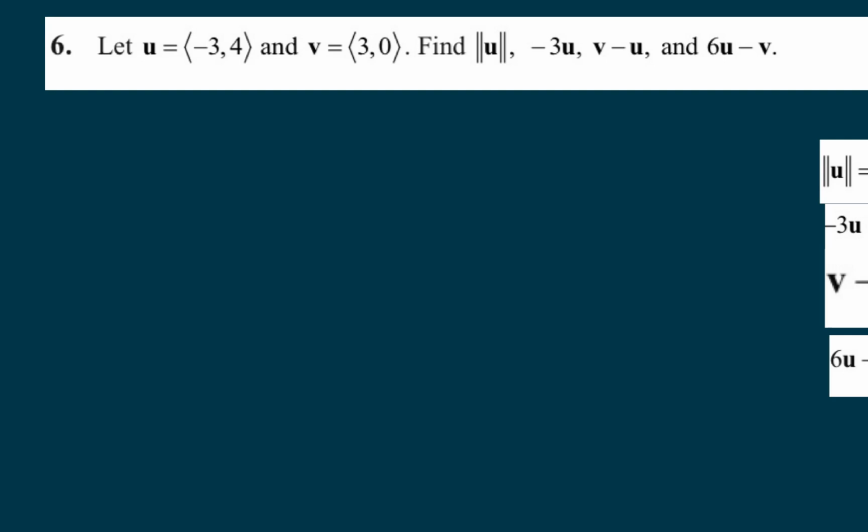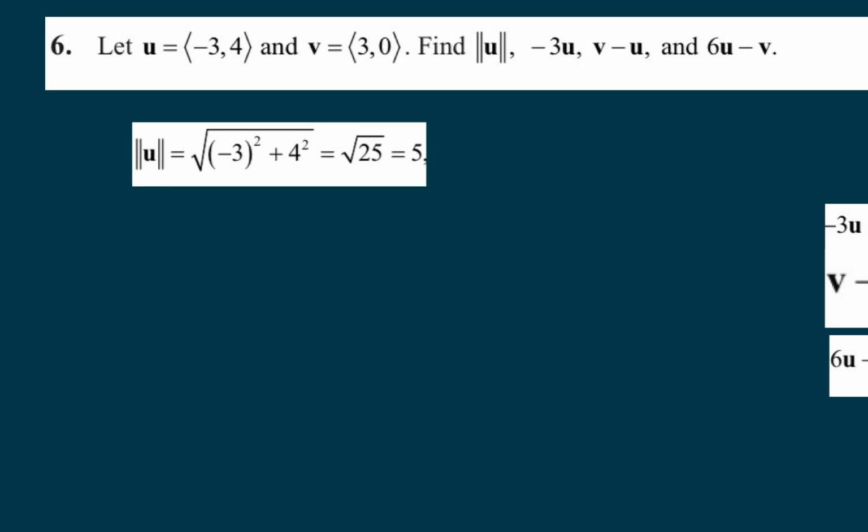Now we are going to solve this problem. It says let u be minus 3, 4, and v be 3, 0. What is the magnitude of u? The magnitude of u comes from the Pythagorean theorem: the square root of the sum of the squared components. Minus 3 squared plus 4 squared, square root, which is the square root of 25, which is 5.